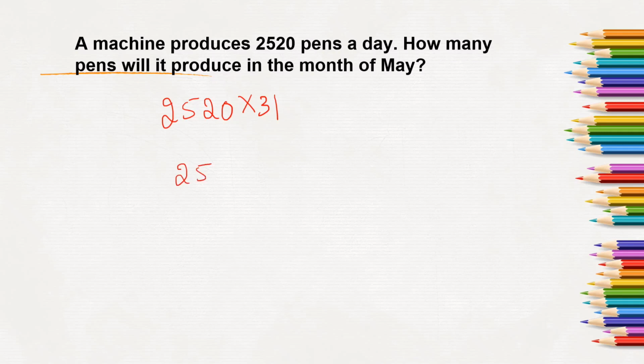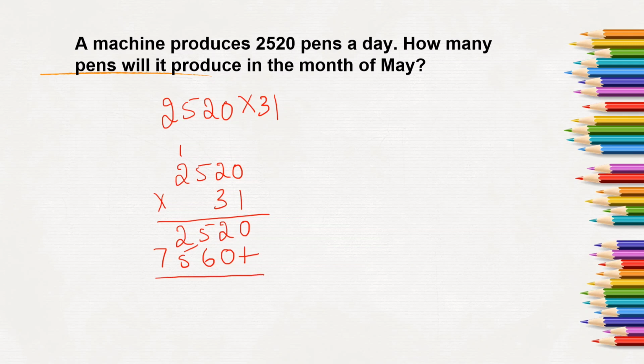So 2520 into 31. Yes, 2520 into 1 will be 2520 and 3 0 times is 0, 3 2 times 6, 3 5 times 15, 1 carry, 3 2 times is 6 plus 1, 7. So here we'll have to add both the numbers. So 0, 2, 11, 1 carry, 5 plus 2, 7, 7 plus 1, 8, and 7 as it is. So the machine will produce 78,120 pens in the month of May.